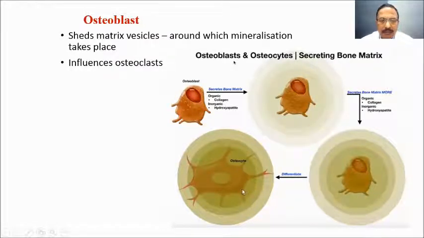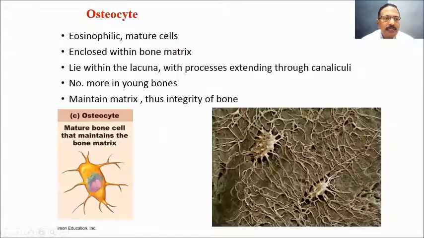These cells are called osteocytes. Osteocytes are eosinophilic mature cells. As we can see here, they have a lot of protoplasmic projections from them, and they are present in a space called lacuna, which is present in the calcified matrix. And these osteocytes are interconnected by their protoplasmic processes. They are inactive, but they are maintaining the matrix around them.